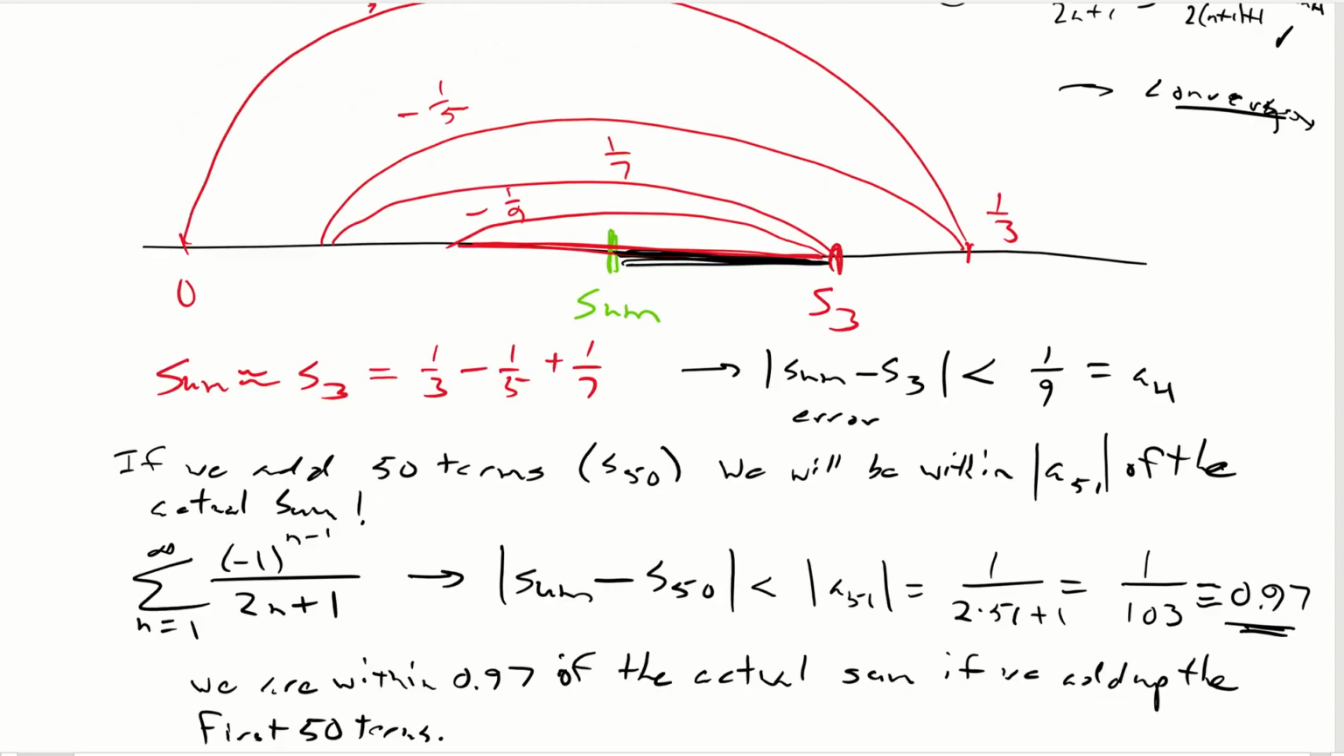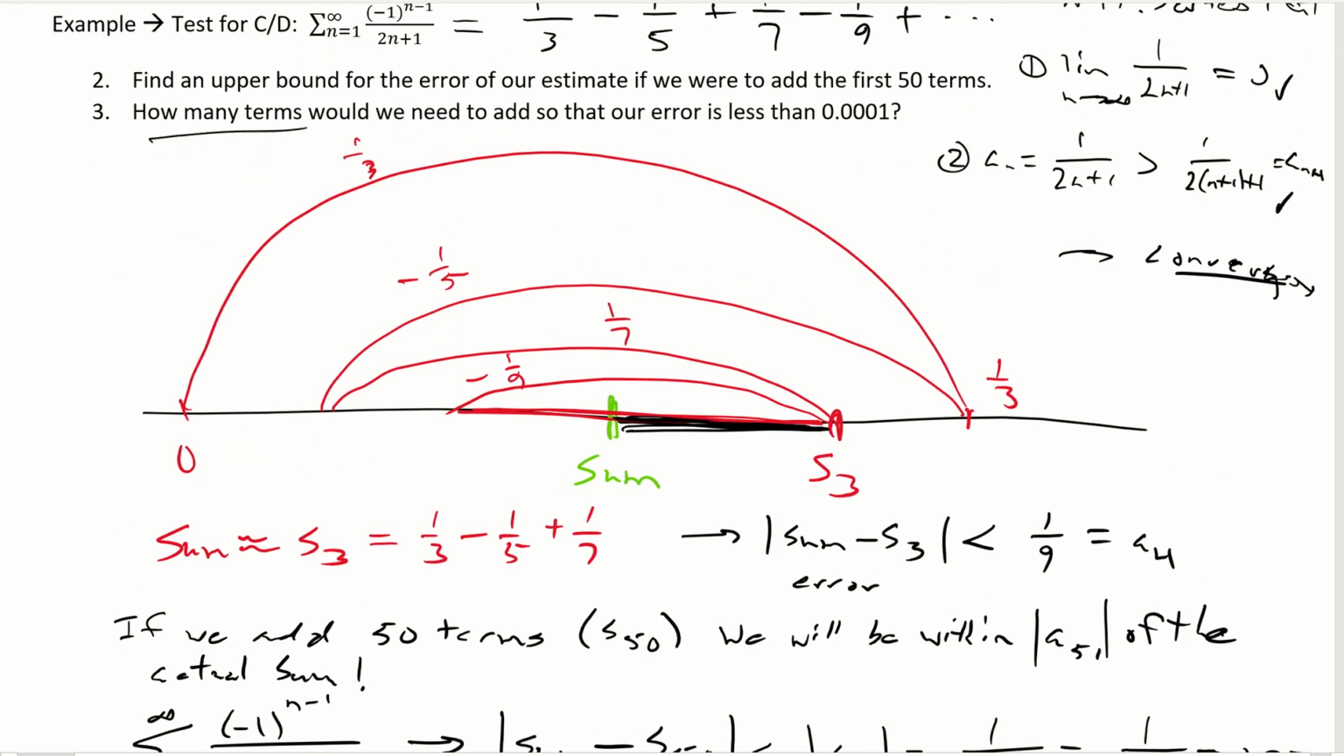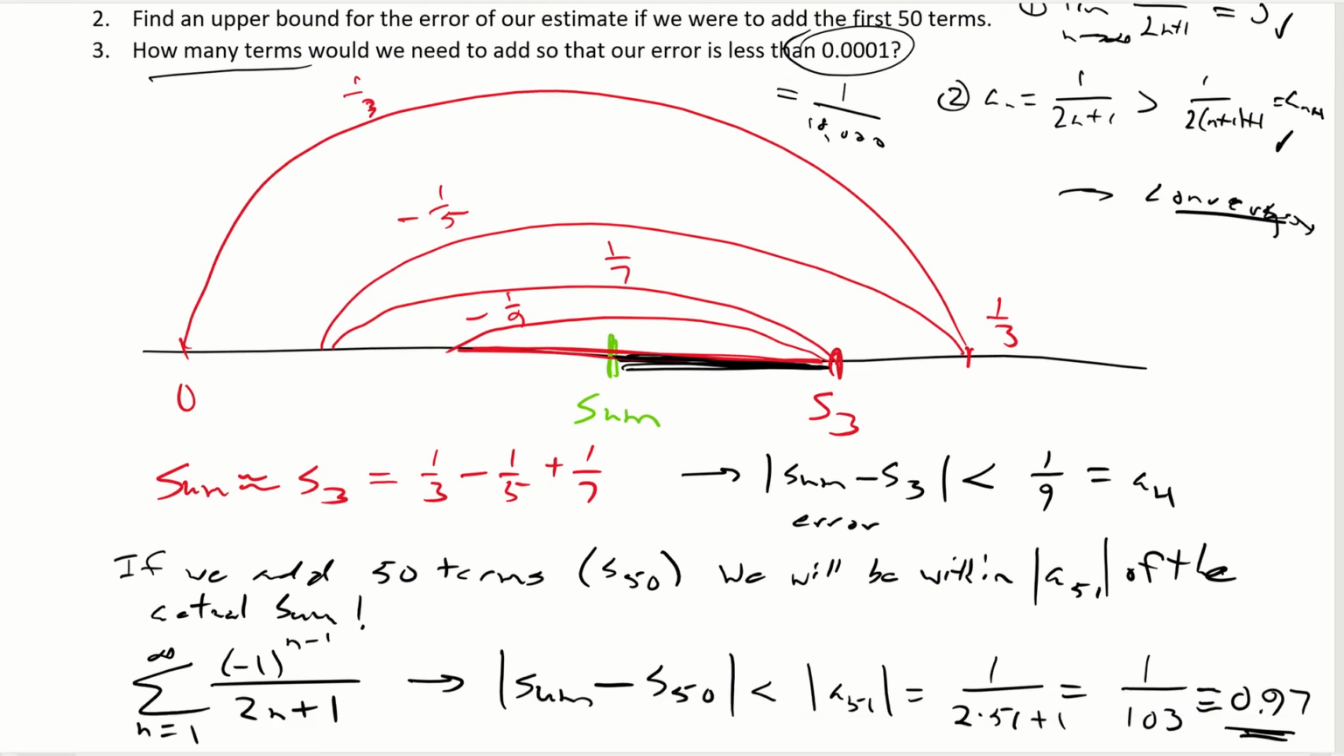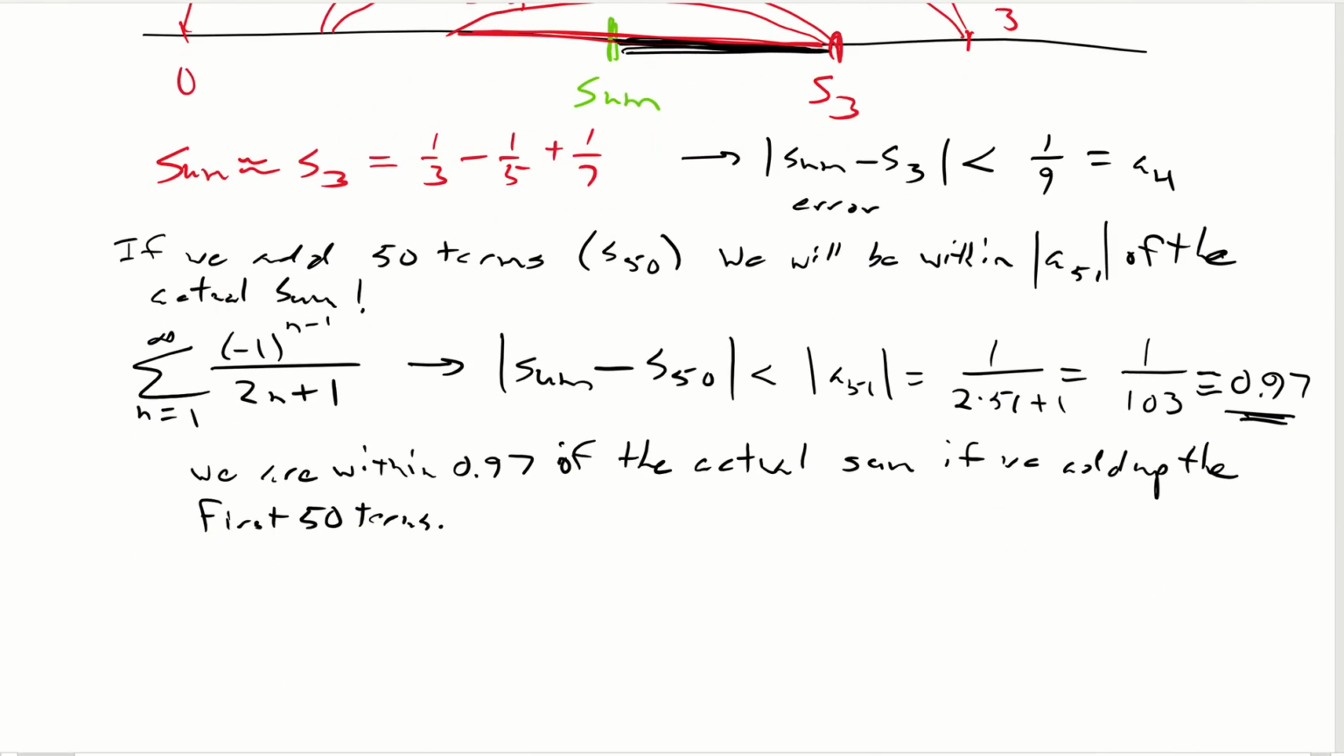The second question it asks: how many terms will it take for our error to be less than 0.0001? Which, by the way, if you turn it into a fraction, is like 1 out of 10,000, I think. Okay, so what we do is we just say the following.